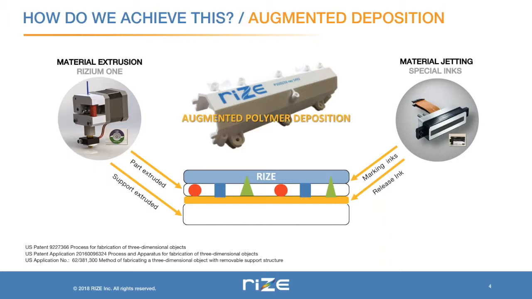thermoplastic support is extruded, and then on top of that we jet first a release agent, and then we print more layers of thermoplastic for the part structure, and then between those layers we will jet different marking inks. So in this image there are different colors shown for different types of marking inks printed into the part.